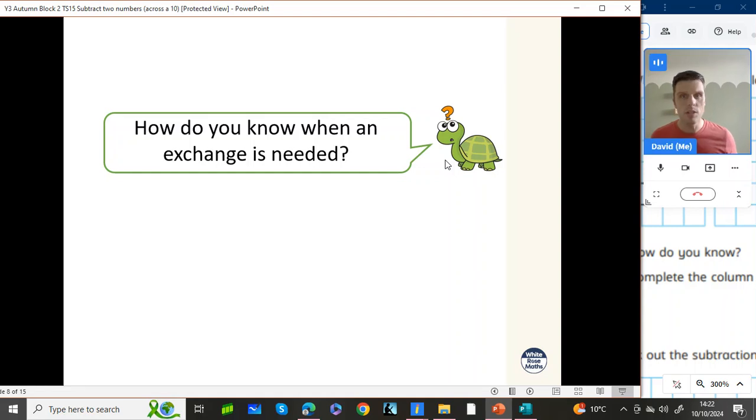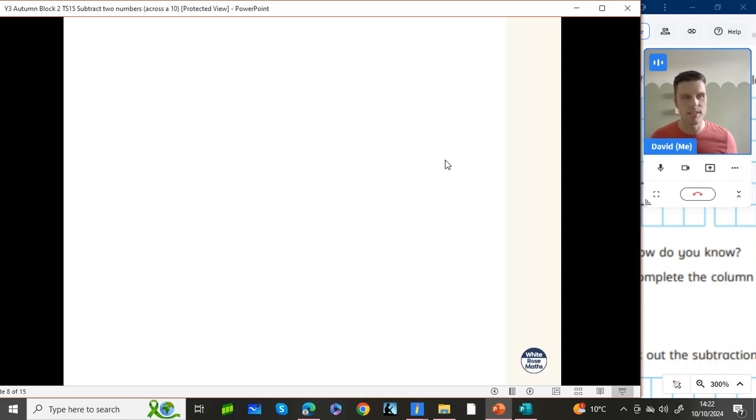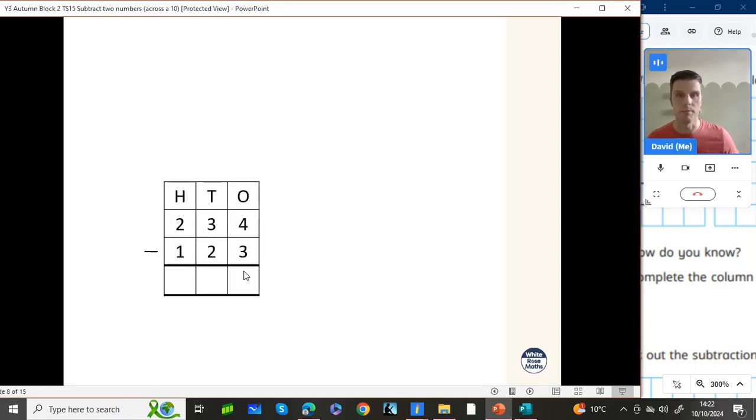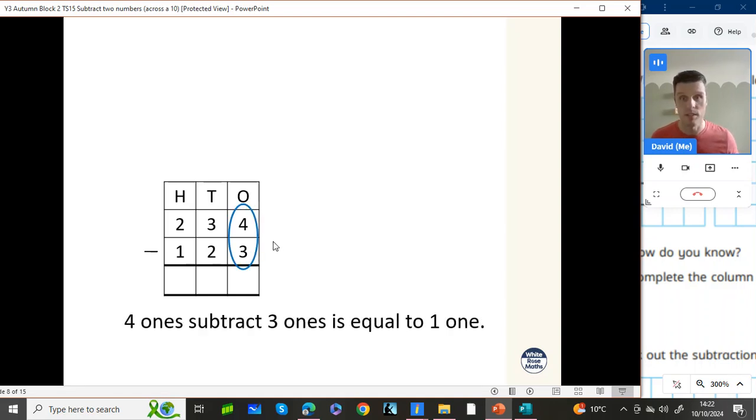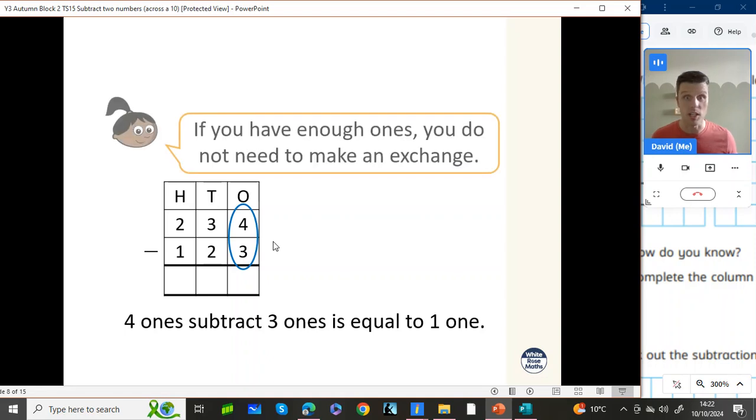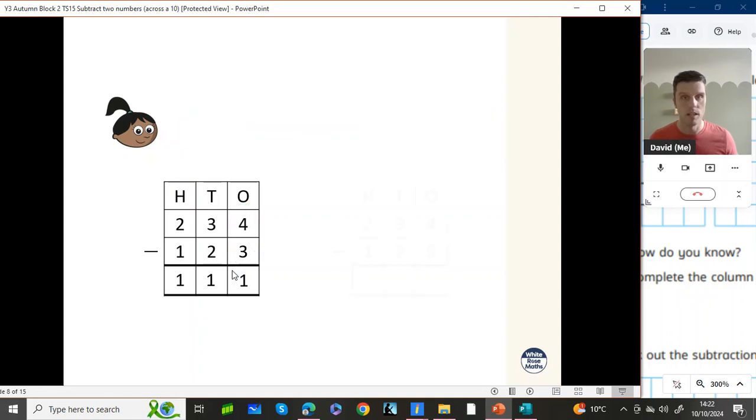Now, how do you know when an exchange is needed? So let's find out. Okay, if we have a look here, and we're starting with the ones column, you can see that the top number, digit, is bigger than the one below it. So we don't need an exchange because 4 take away 3 does equal 1. And as you can see, we can carry on for the rest of the sum, and our answer is 111.